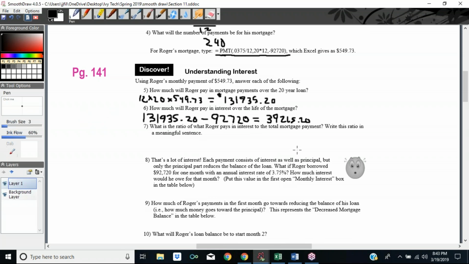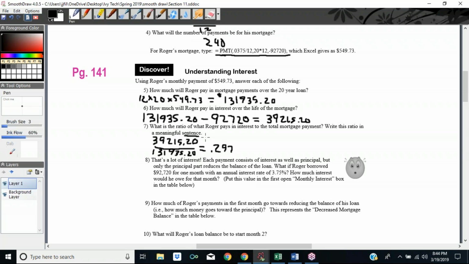And it asks us what the ratio is. What is the ratio of his interest to the total mortgage payment? So let's see. The interest, 39,215.20, to the total paid, 131,935.20. Now remember, look at this ratio. This ratio is a part to whole, isn't it? It's a part to whole, so we can actually note this as a percent, 0.297.